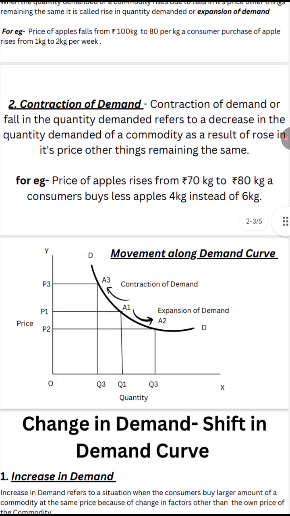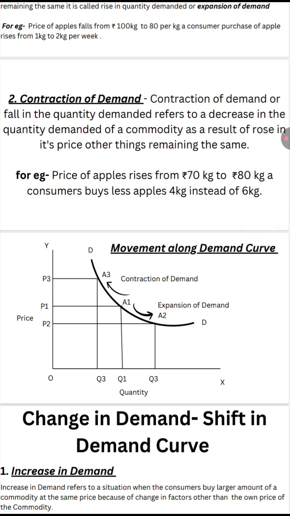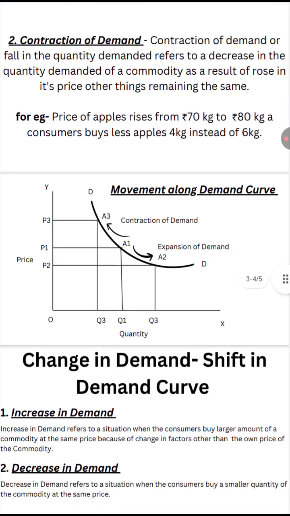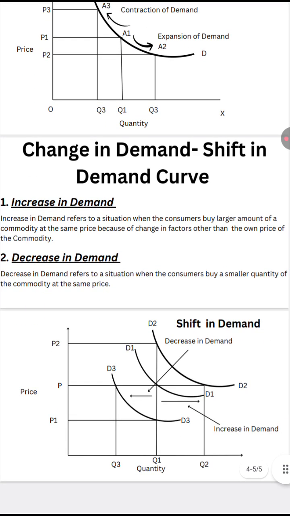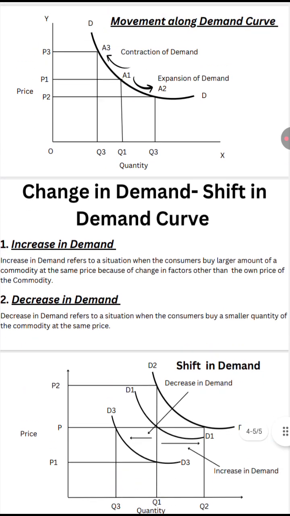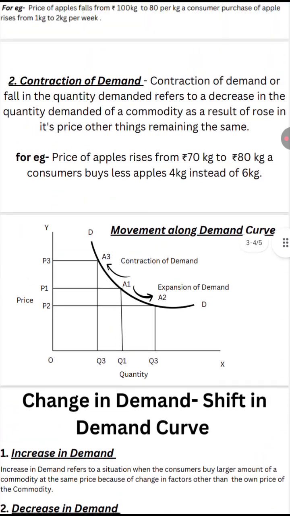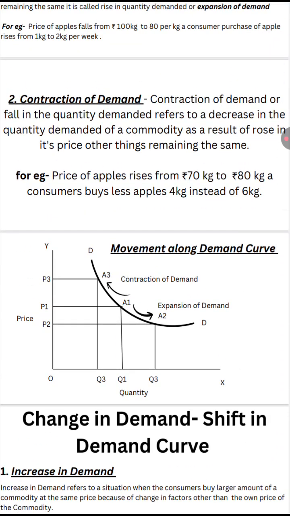We can say there is a movement up and movement down in this movement along the demand curve. Now we're talking about shift in demand curve. In movement along the demand curve, just remember one thing: we are only taking the price and the quantity demanded. Once again, in movement along the demand curve we keep all other factors of demand constant and only focus on price and the quantity demanded.